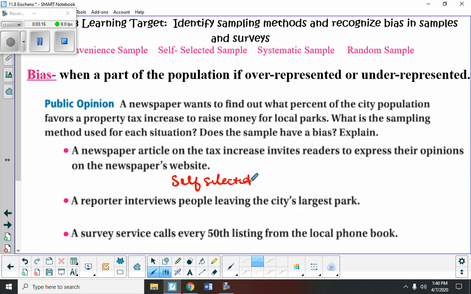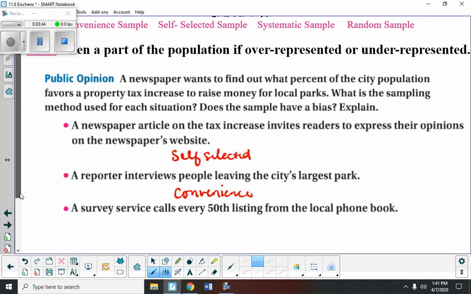The next one would be a reporter interviews people leaving the city's largest park. Well, that would be convenience because you just go to the location and just sit there and talk to the people who are coming out. Well, that's probably going to have a bias because the people who use the park are people who like the park and would want to probably support the park. So they're more than likely going to say that they think that we should have a tax increase to raise money for the park. There's a better chance. So there is some bias in that one.